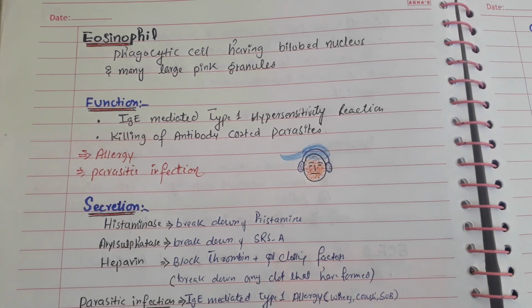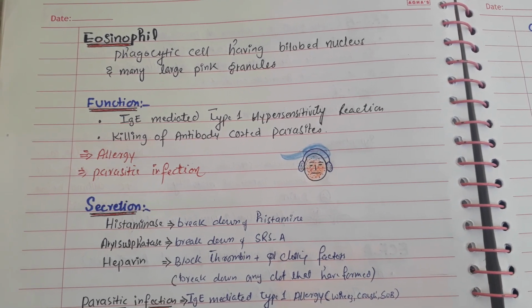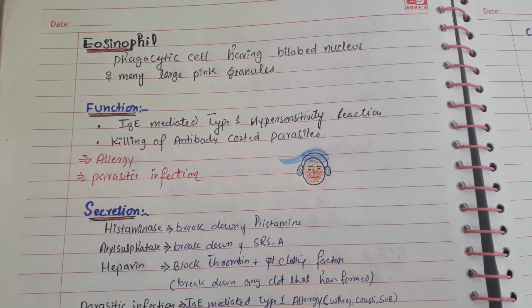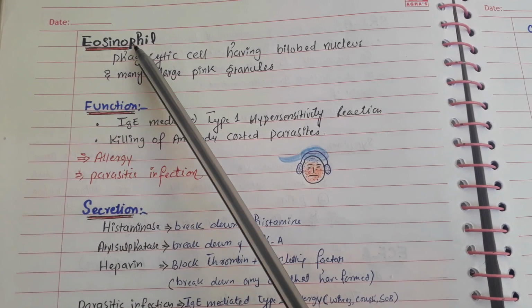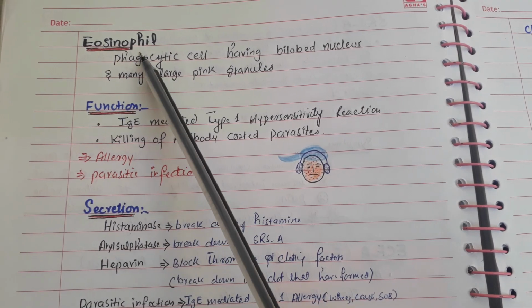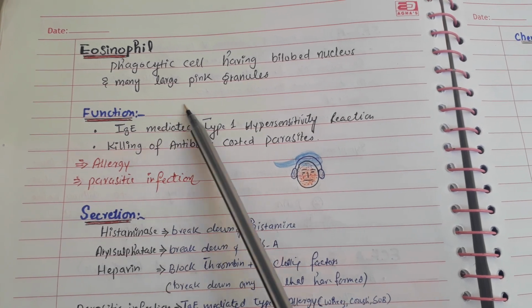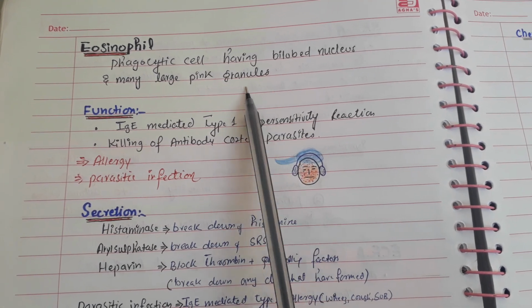Eosinophil is a phagocytic cell, and it is also a white blood cell granulocyte. Like neutrophil, eosinophil, and basophil are granulocytes, and so it will have granules. So it is a phagocytic cell which has a bilobed nucleus and also large red granules.